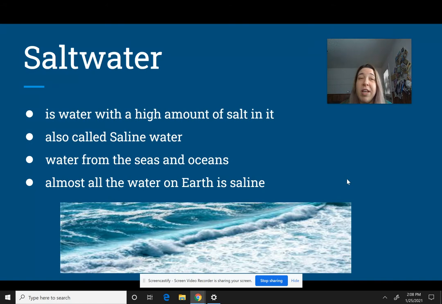And all of it usually is from the seas or oceans, and it's the most abundant on Earth. So most of our water on Earth is salt water, which, not sure if you know this or not, we don't drink. We drink fresh water.